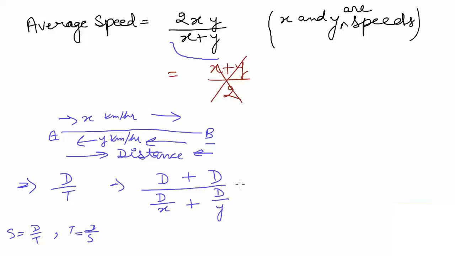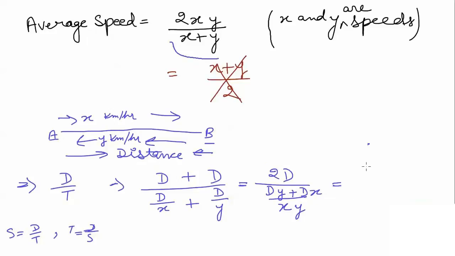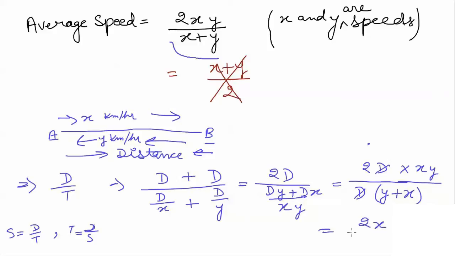So it becomes 2d over x y, d y plus d x. So it becomes 2d over d, a common here, y plus x, and takes it above x y. So d is cancelled here. So what comes out? 2xy over x plus y. So that's a formula to calculate the average speed.